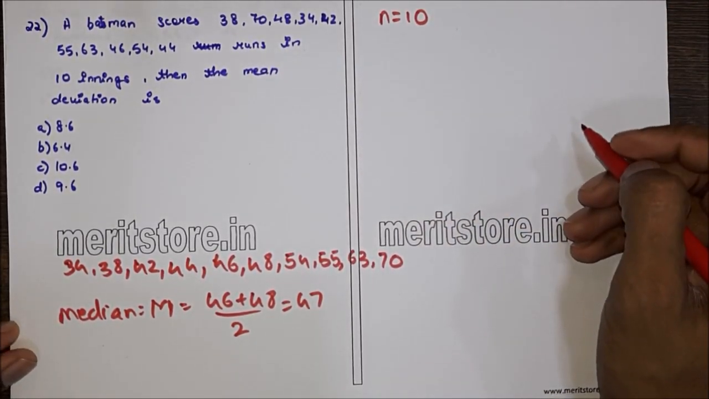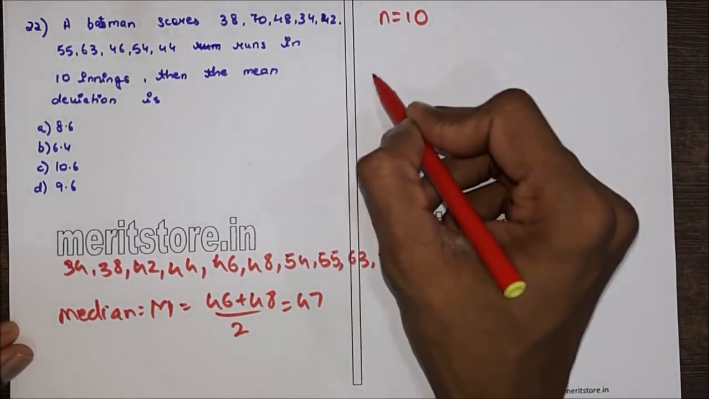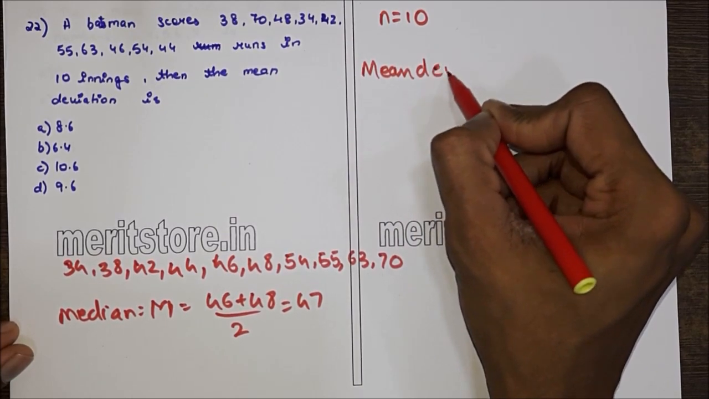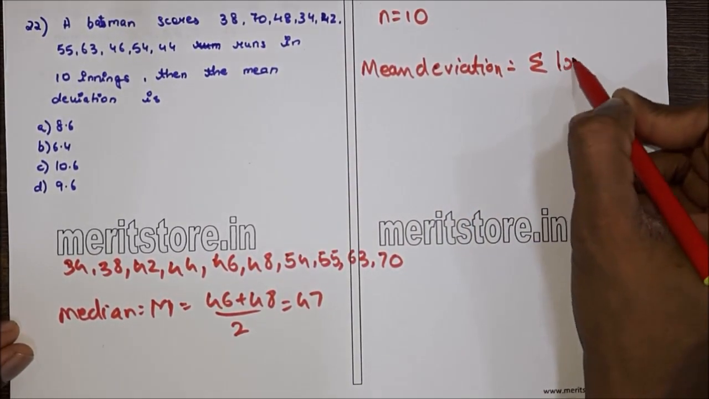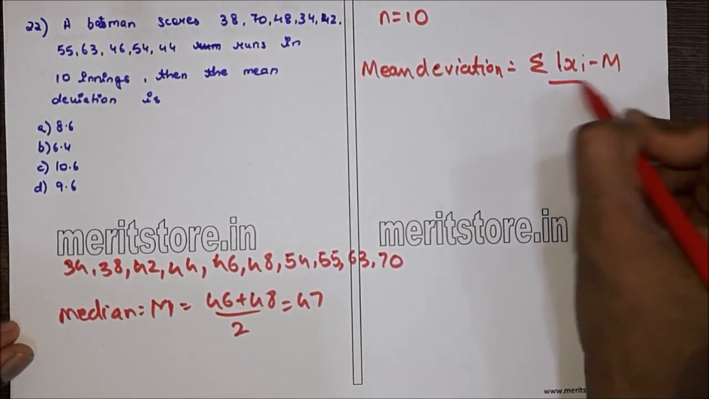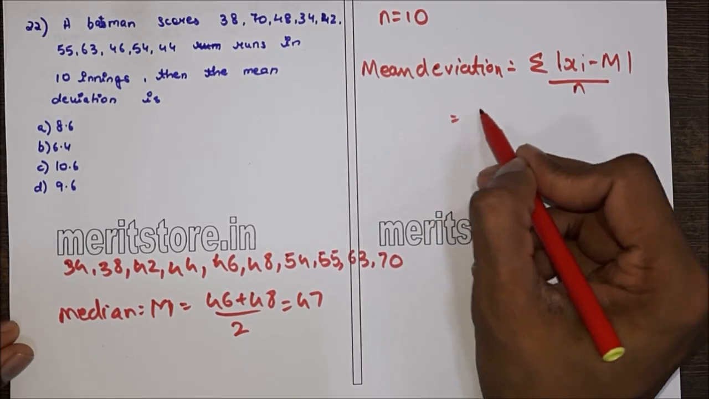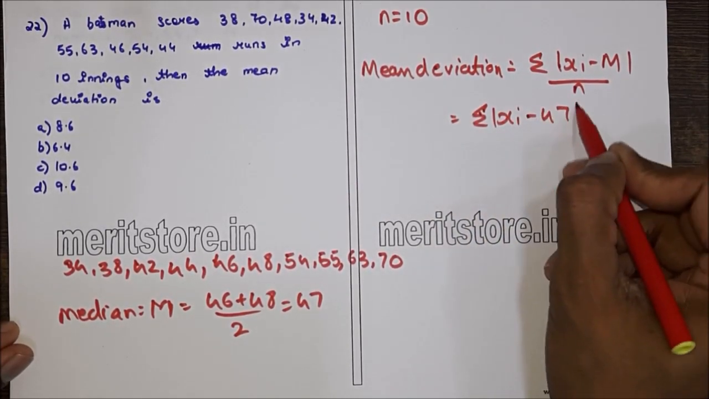So median is the mean of the 5th and the 6th items. So the mean deviation is equal to summation of |xi minus x bar| upon n. Substituting the values, we have summation of |xi minus 47| over 10.